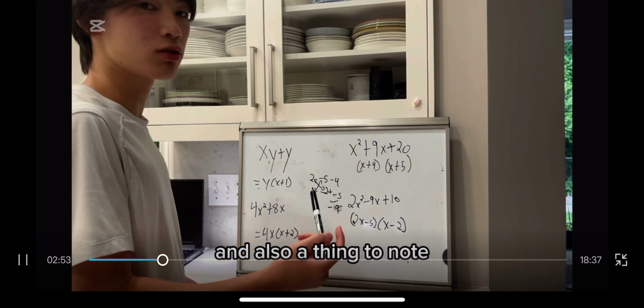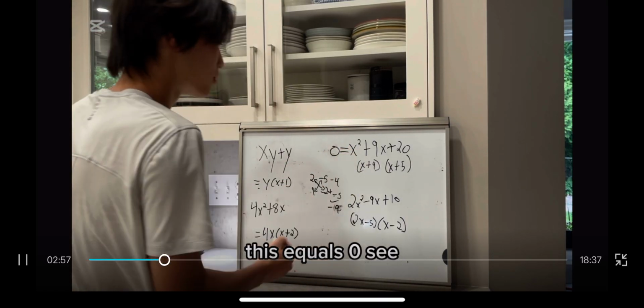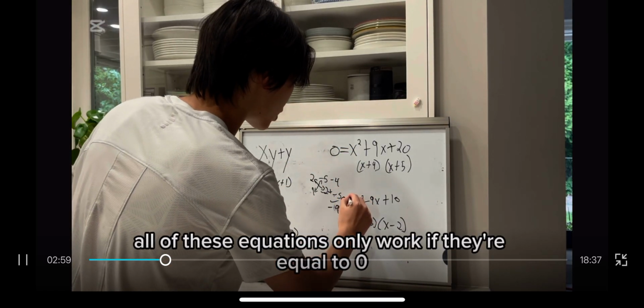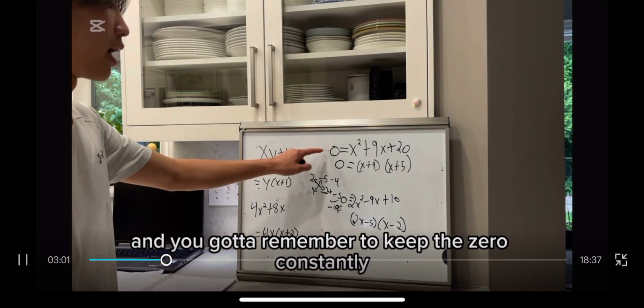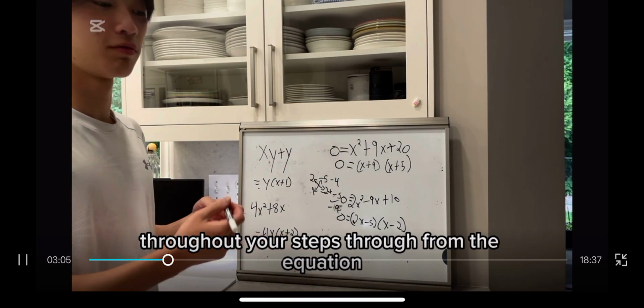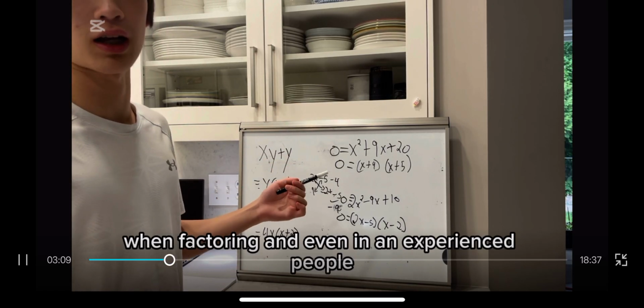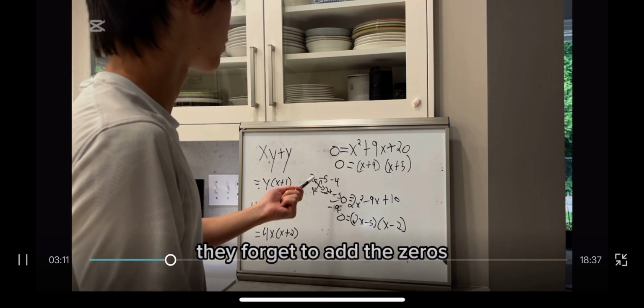And also a thing to note, do you see anything wrong with these equations? That's because you have to remember to add this equals 0. All of these equations only work if they're equal to 0. And you have to remember to keep the 0 consistently throughout your steps. This is a mistake found in a lot of beginners when factoring, and even experienced people forget to add the zeros.